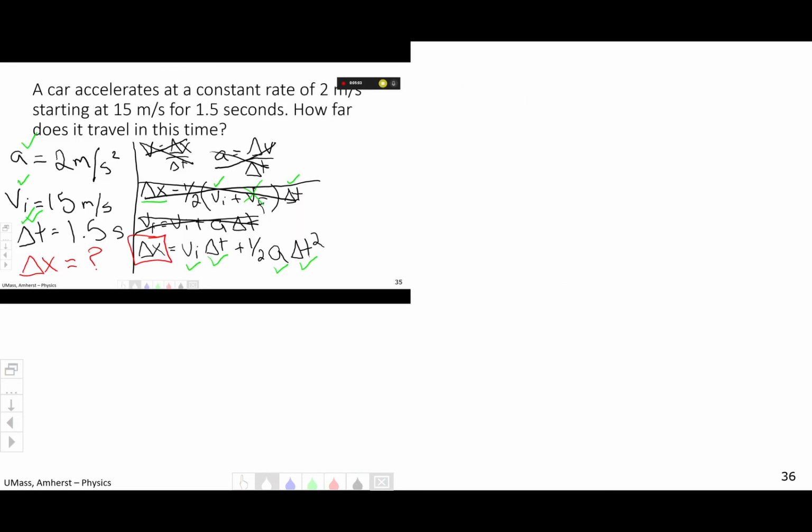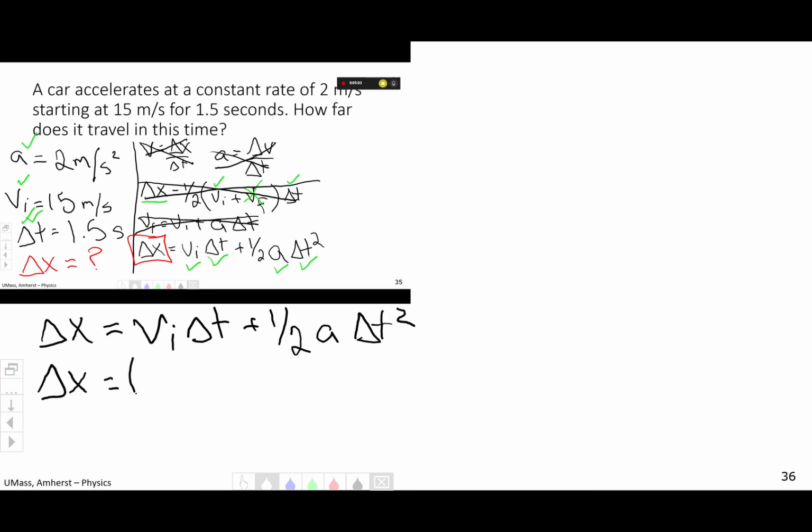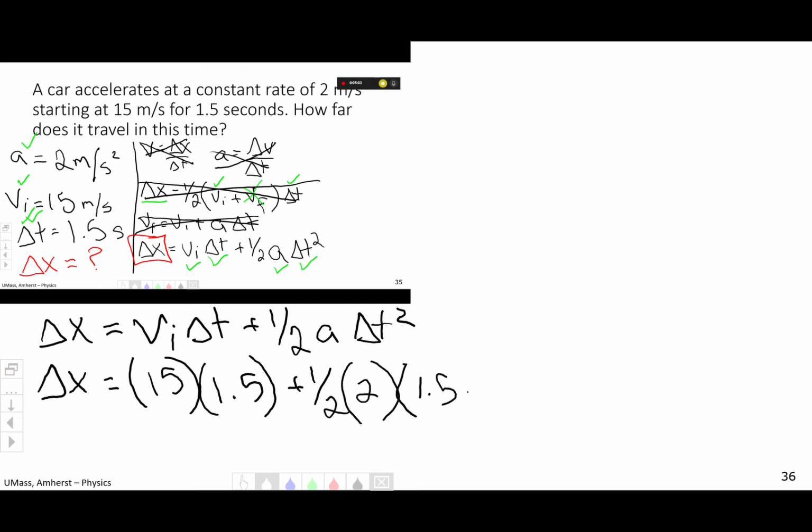So let's write it down one more time before we fill it in. Delta x equals vi delta t plus 1/2 a delta t squared. All right, delta x is our unknown. vi, 15, delta t, 1.5, plus 1/2 a, 2, delta t, 1.5 squared.